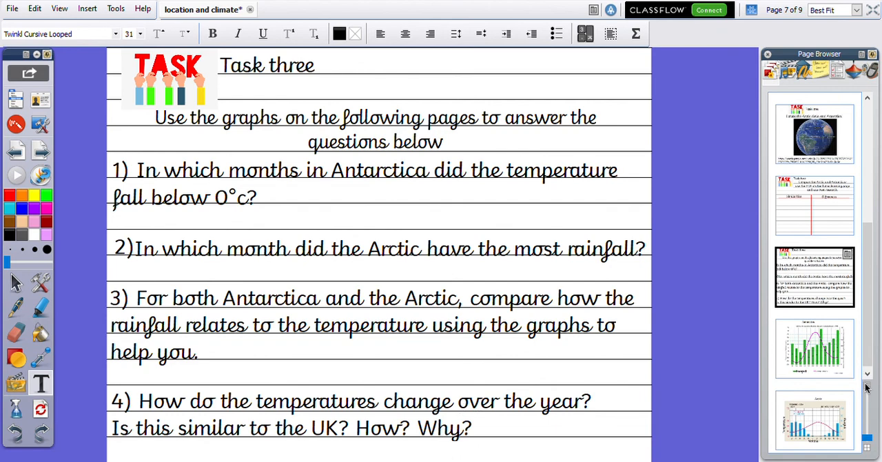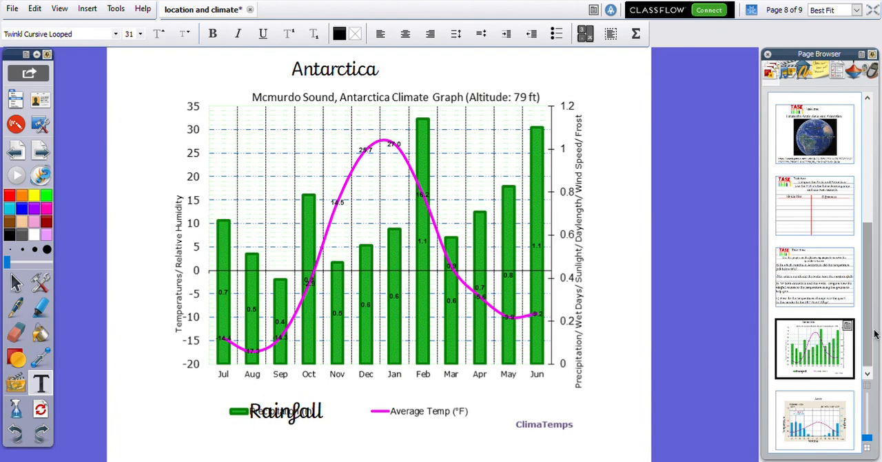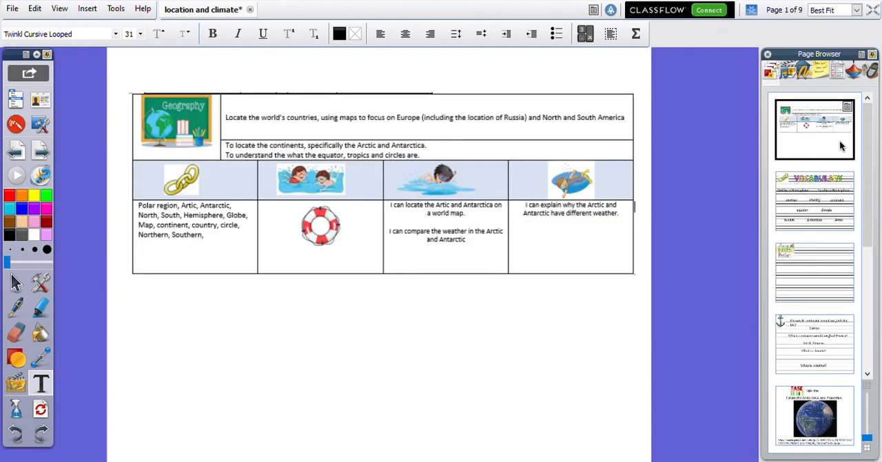Okay. And they are your 3 Encompass tasks for this week. So if you do have any questions, please let me or Mr. Bates know, and we will get back to you as soon as possible.